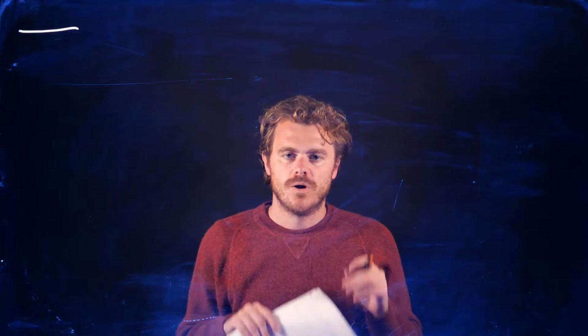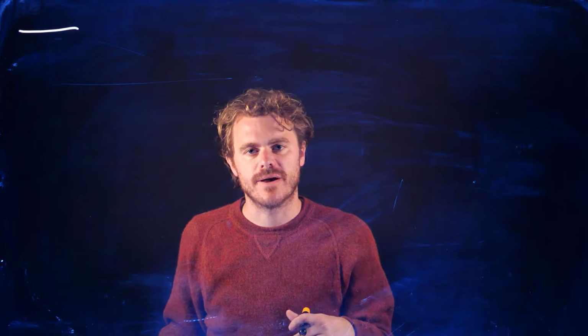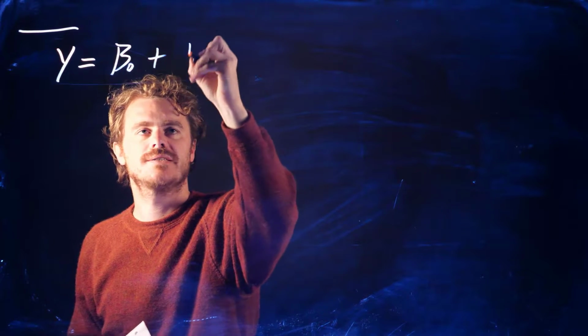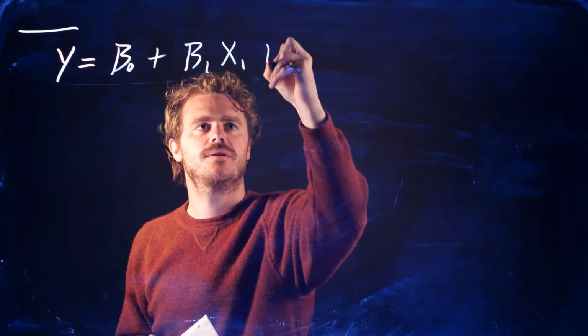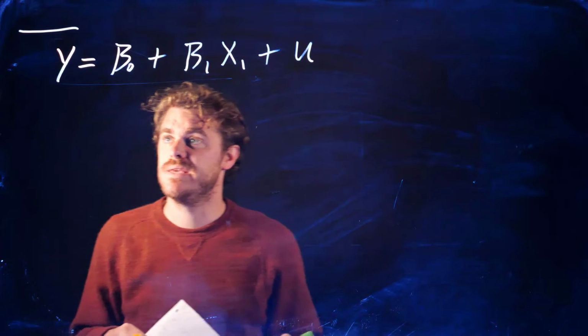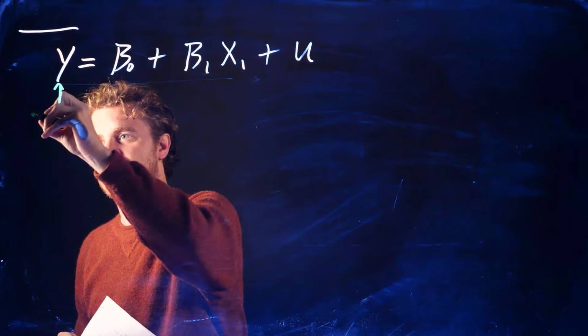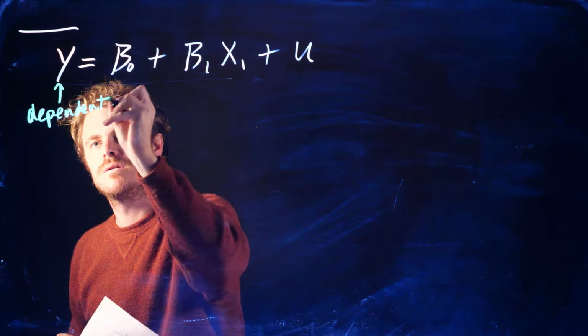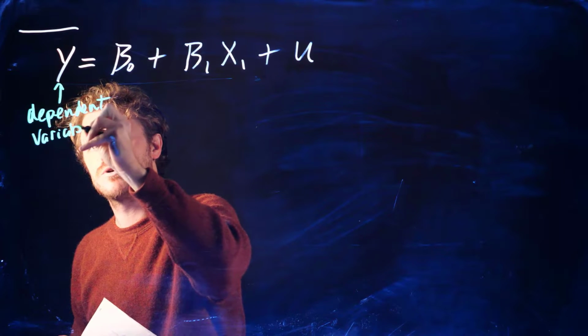Okay, so let's write something down and talk about how the model that we write down is trying to deal with those three issues we just talked about. Let's write down y equals beta 0 plus beta 1 x1 plus u. Let's talk about what each of these things means. So y is our dependent variable. It's just the variable we're trying to explain.